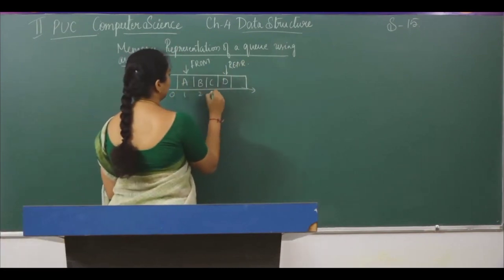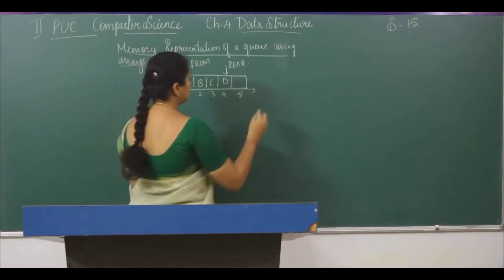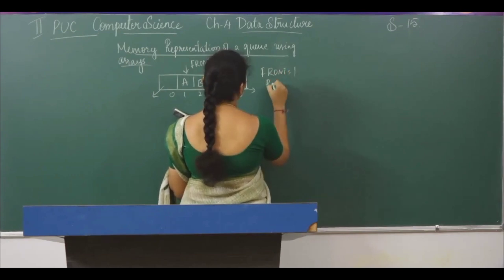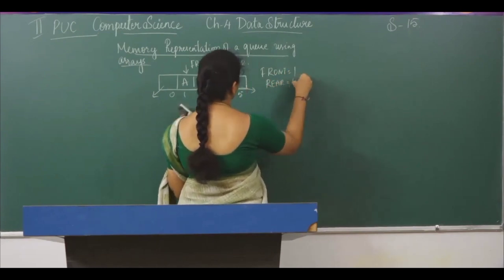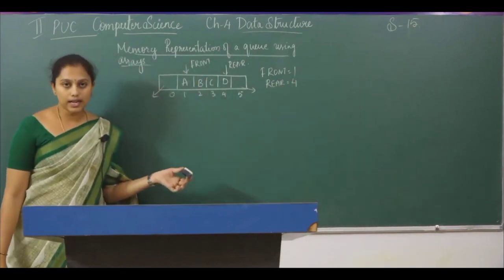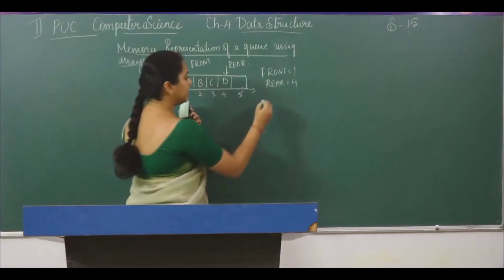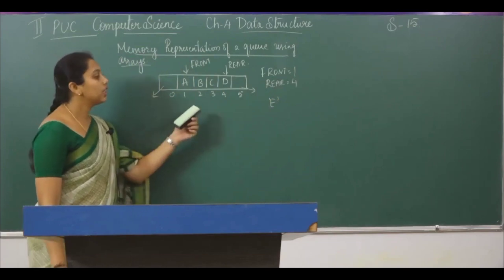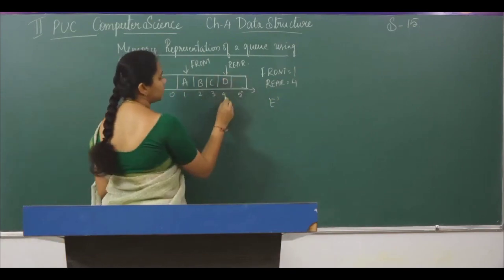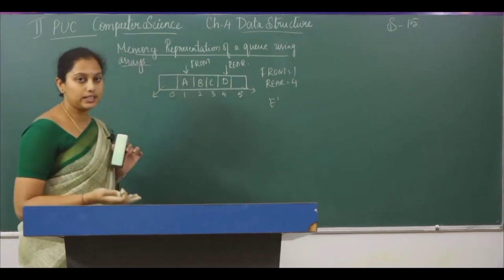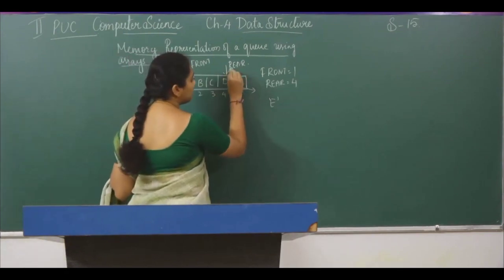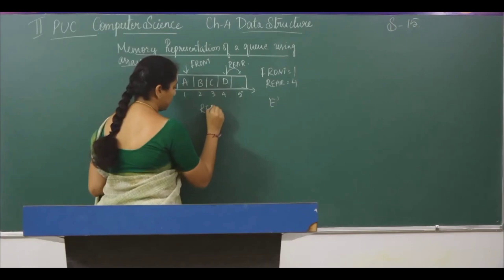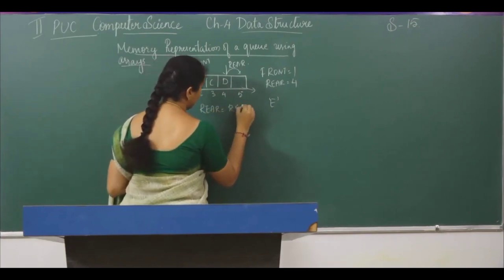So this is called the front and this is the rear of a queue. These are all the indices. So front is equal to 1 and rear is equal to 4. If I want to add an item called E, then what we have to do? We have to increment the rear pointer. So now the rear is 4. So if I want to insert an item into the queue, I have to increment this rear by 1. That is rear is equal to rear plus 1.